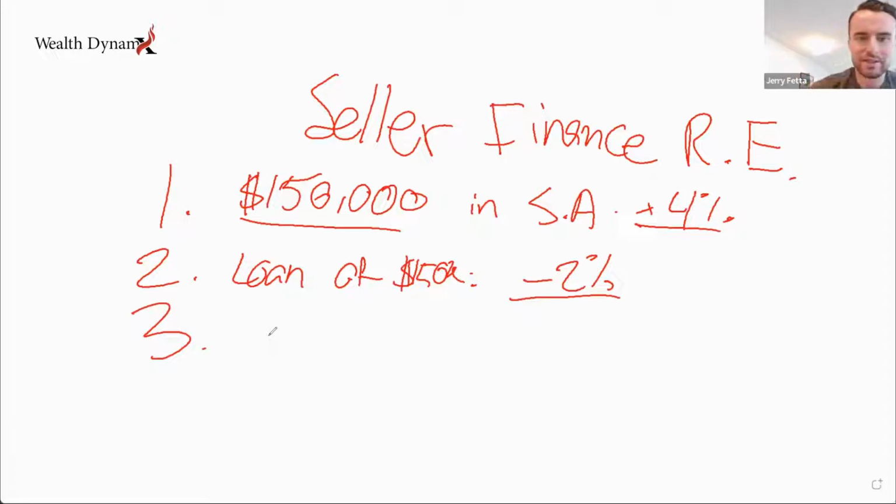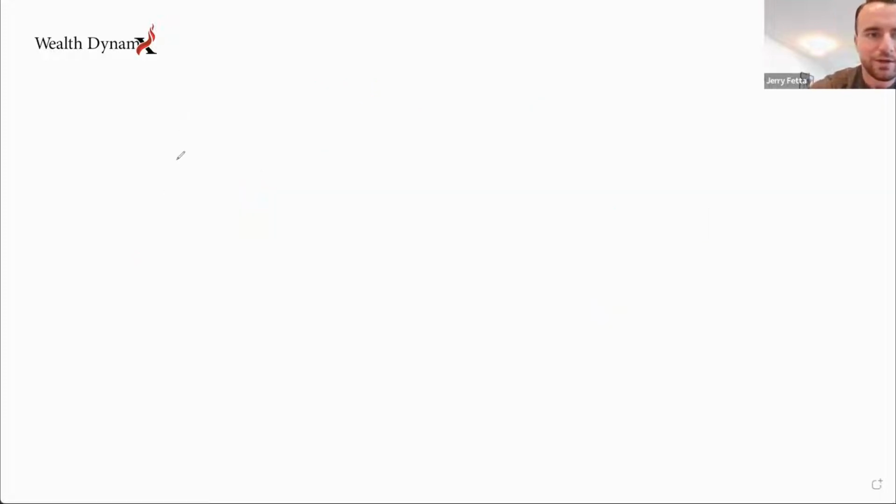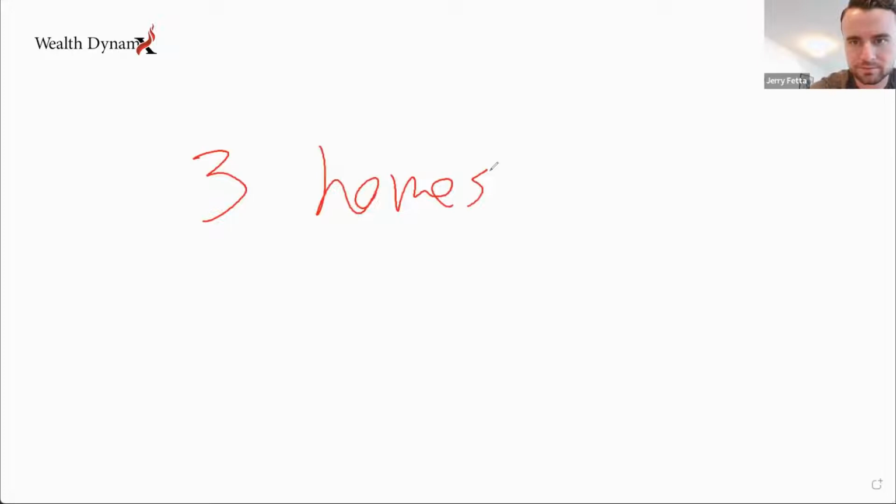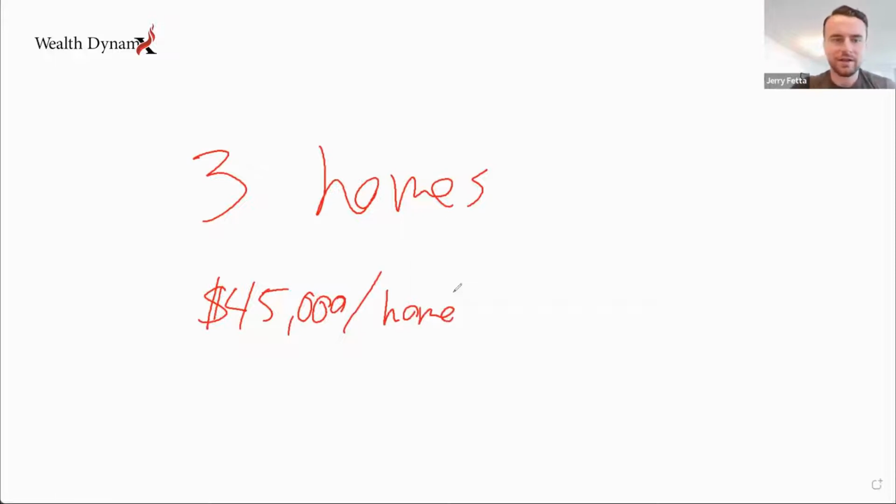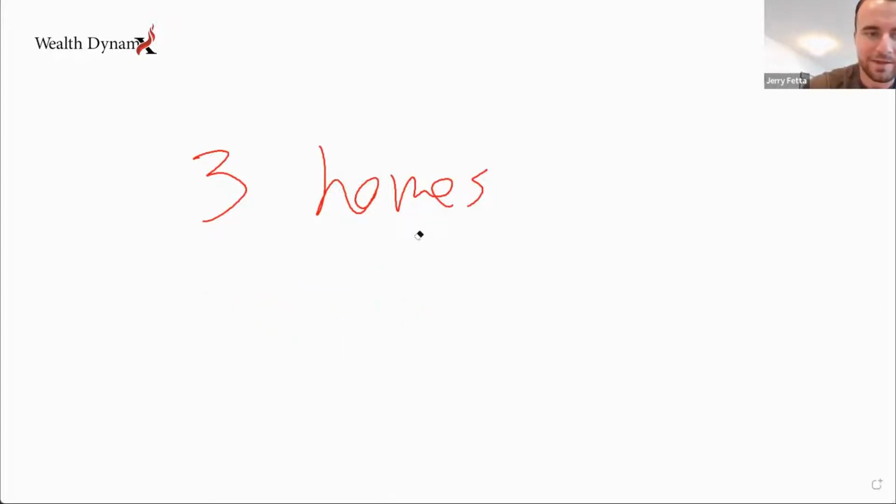So if I do seller finance real estate, I have 150 grand. Here's what this is going to look like, right? I'm going to be able to buy 3 homes with 150 grand. Now I'm going to pay for each of those homes, let's say $45,000. Actually, just to keep the math easy, let's say I paid 50,000 on each. 50,000 times 3 is 150 grand. That's going to make the math even and easy.